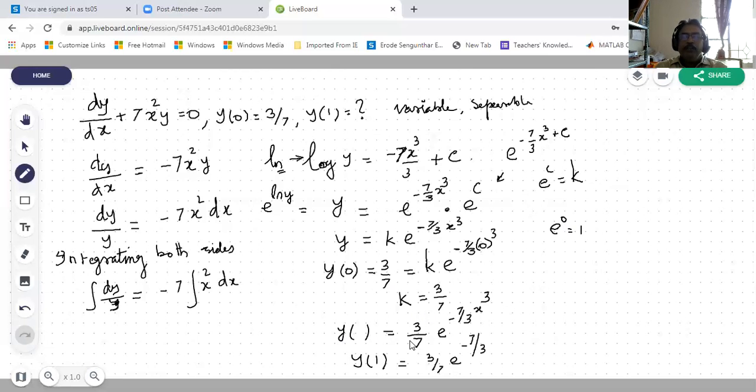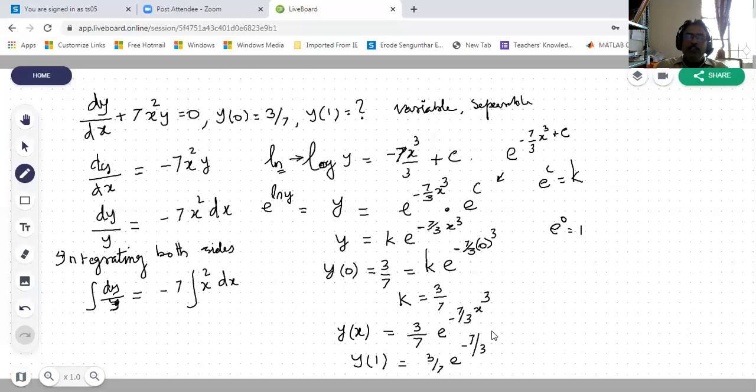So y is equal to... I have kept here the function with respect to x. You can say it is x. Y of x is equal to k, where k is 3 by 7. Right? Don't worry about e power c. Y of x is 3 by 7 e power minus 7 by 3 x cube.